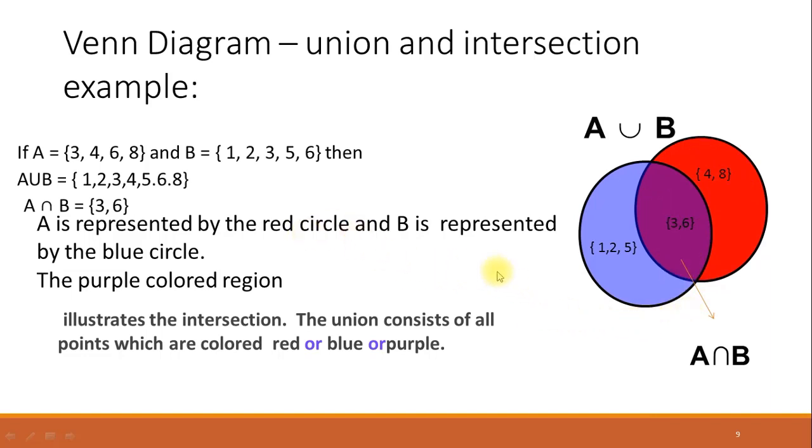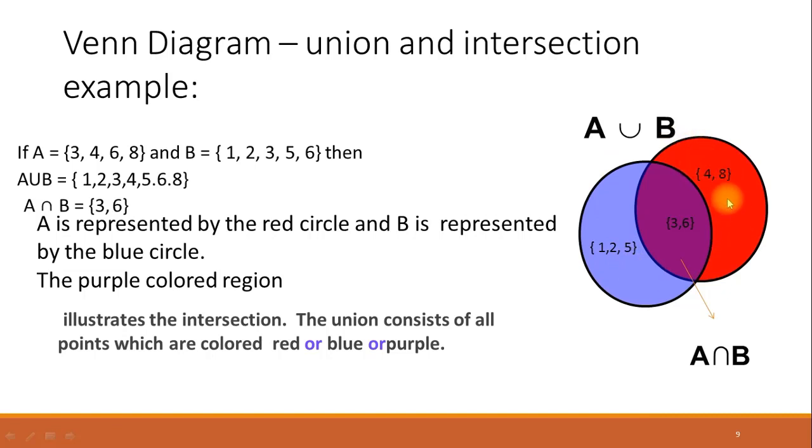Now, since A contains the elements 3, 4, 6, 8 and B contains the elements 1, 2, 3, 5, 6, and since there are two elements common in A and B, 3 and 6, this is the area for the elements 3 and 6, and the other elements of set B are 1, 2 and 5.